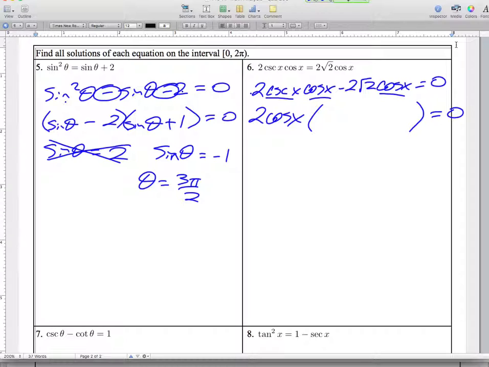Cosecant x minus the square root of 2 is correct. Then you set it equal to 0. Set them both equal to 0.